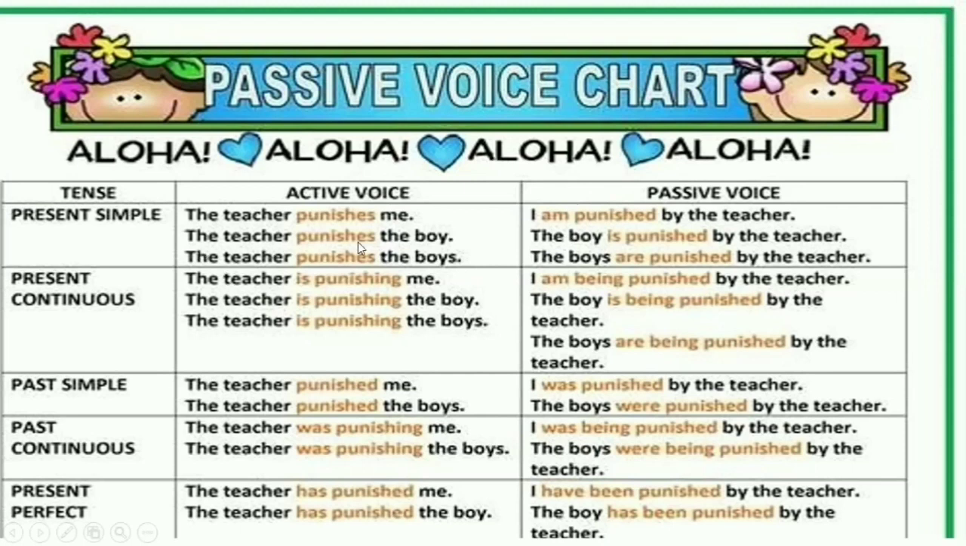Okay, the teacher punishes the boy. The object of the active voice becomes the subject in the passive voice. The boy is... why is? Because here, right? He is punished, verb 3, by the teacher.